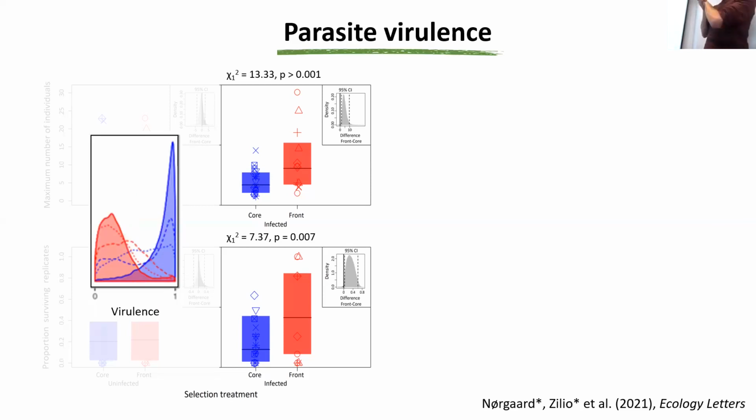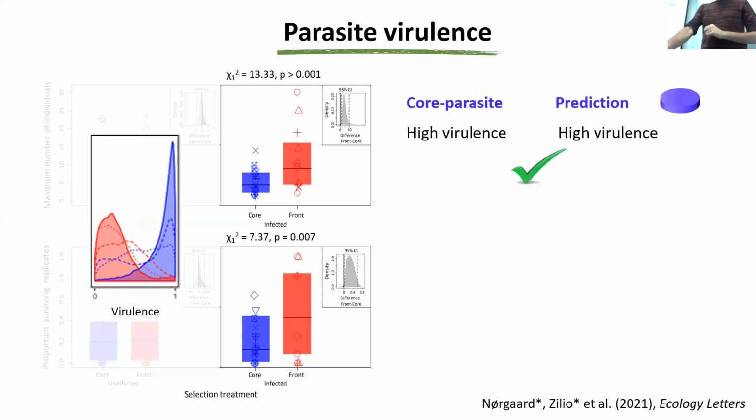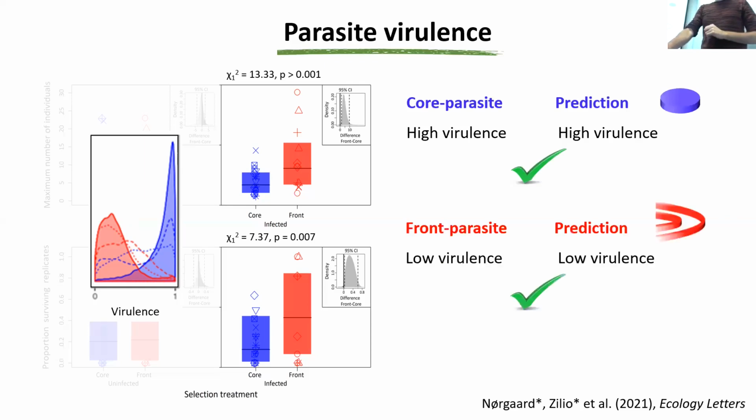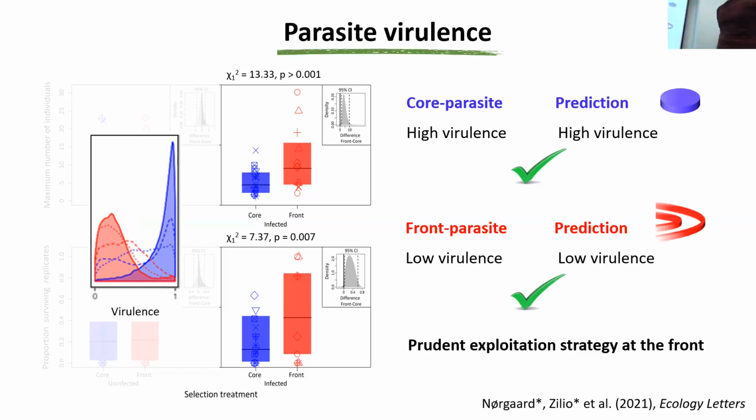And well, it gives exactly the same thing. Low virulence at the front and high virulence at the core. And this is again what we predicted. Basically, we interpret this as a prudent exploitation of the parasite at the front. So the parasite at the front is now low virulence, and likely this allows the host to disperse more, which is kind of what we predicted from other papers.